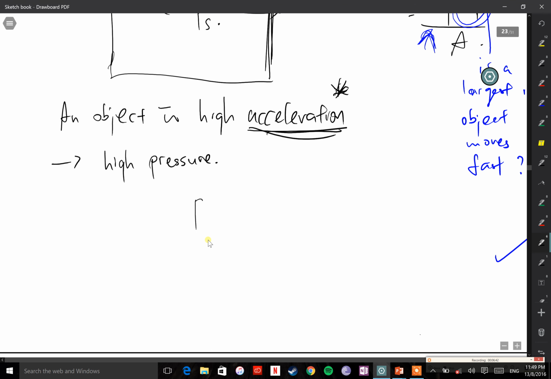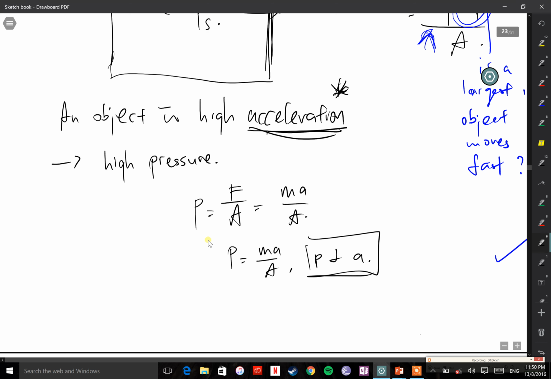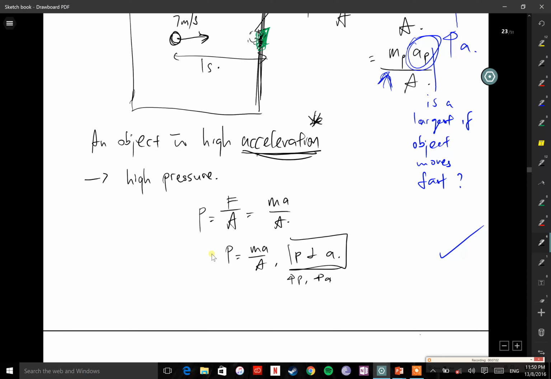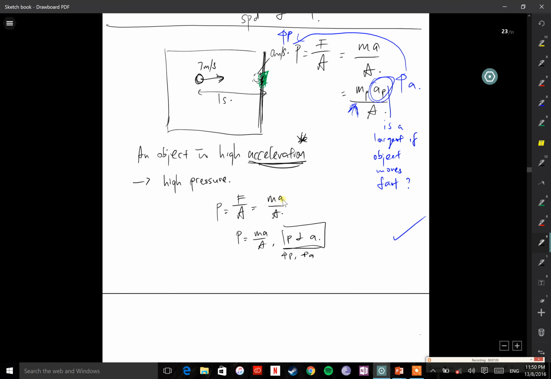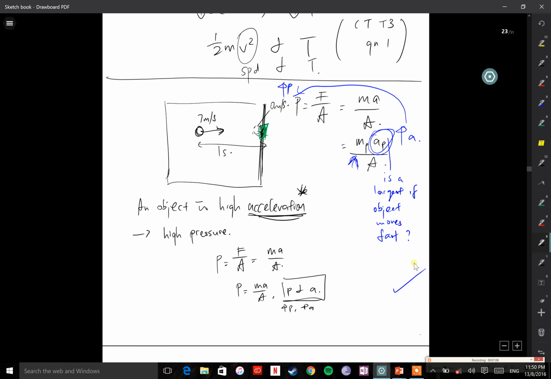So what we have here, remember, is P equals force over area. Using Newton's second law, it is ma over area. So basically P equals ma over area, and P is therefore directly proportionate to acceleration. So in other words, if P increases, then a also increases. So this is the relation that I want us to see with regards to pressure with respect to speed, or in fact acceleration.